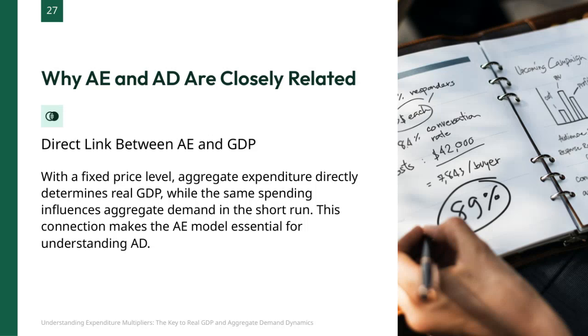Here, we're focusing on why aggregate expenditure and aggregate demand are closely related. The key point is that with a fixed price level, aggregate expenditure directly determines real GDP. Essentially, the total spending in the economy translates right into the actual output produced. At the same time, this same aggregate spending influences aggregate demand in the short run, because it represents the total amount of goods and services people want to buy.